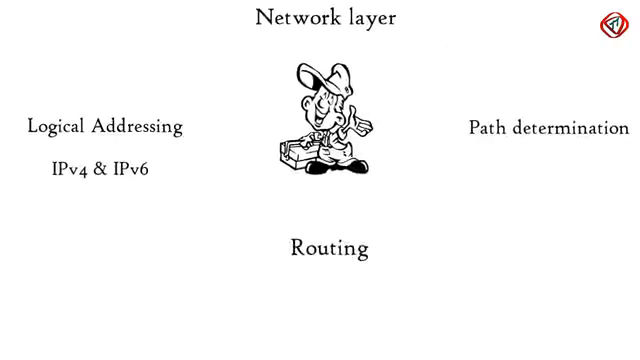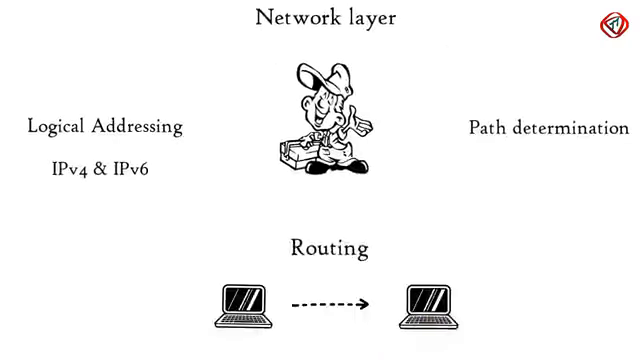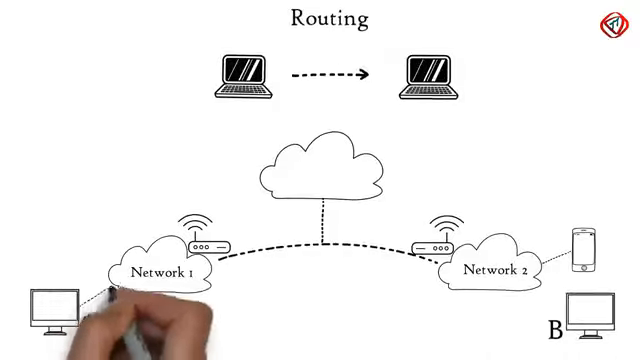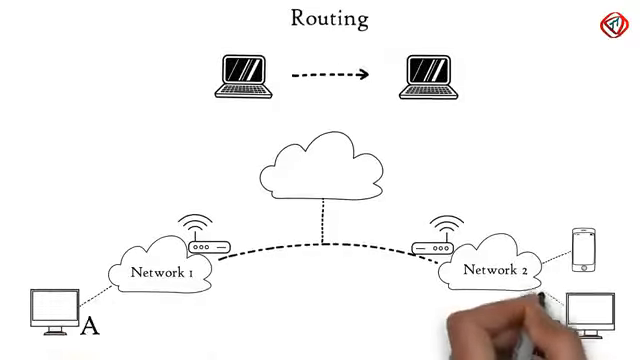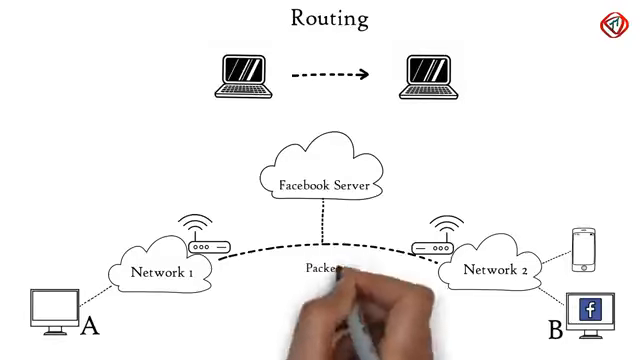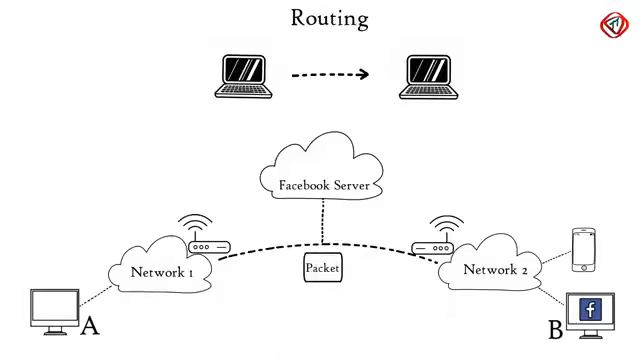Routing is a method of moving data packets from source to destination, and it is based on the logical address format of IPv4 or IPv6. Suppose computer A is connected to network 1 and computer B is connected to network 2. From computer B, we have requested to access facebook.com, and now there is a reply from the Facebook server for computer B in the form of a packet. This packet needs to be delivered to computer B only.